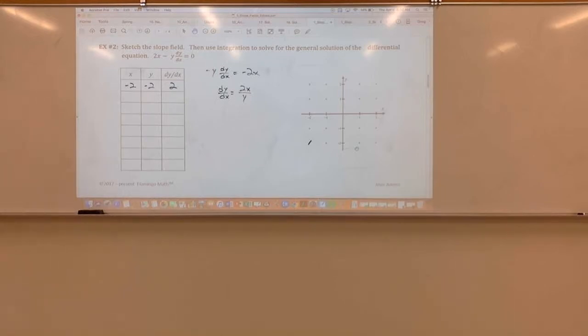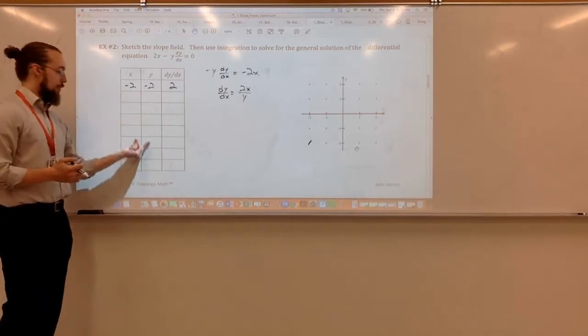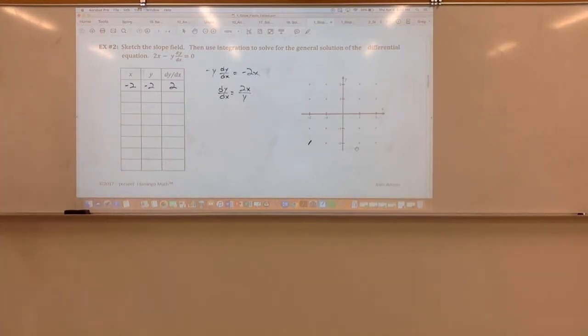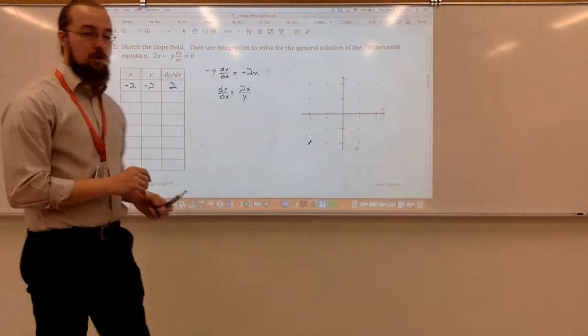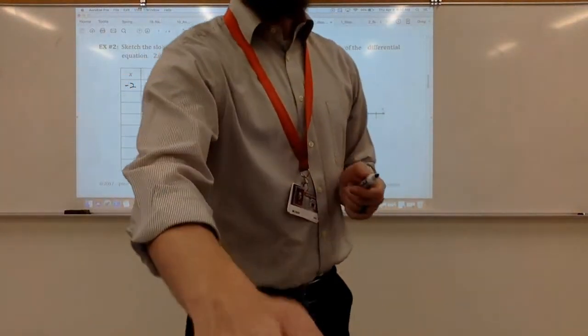All right, so you guys go ahead and pick a few more points here and determine dy/dx. Sketch your slope on the slope field here.